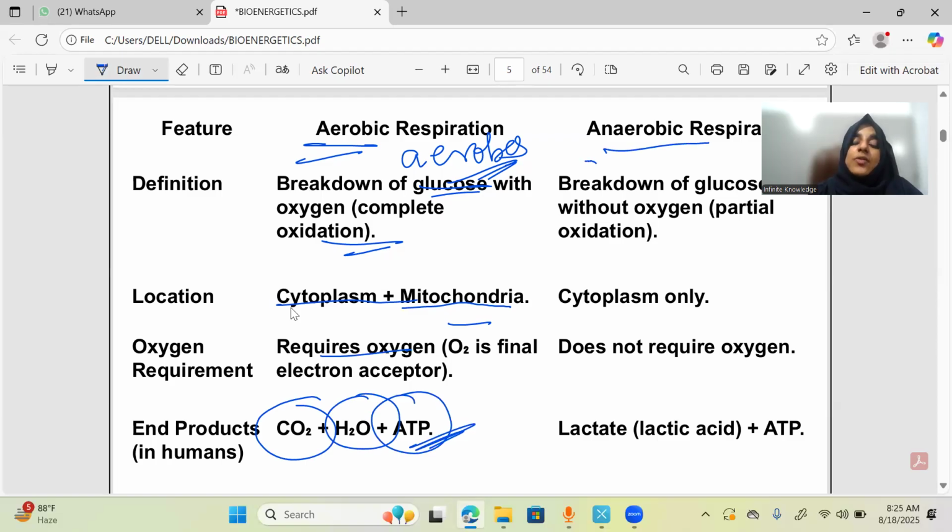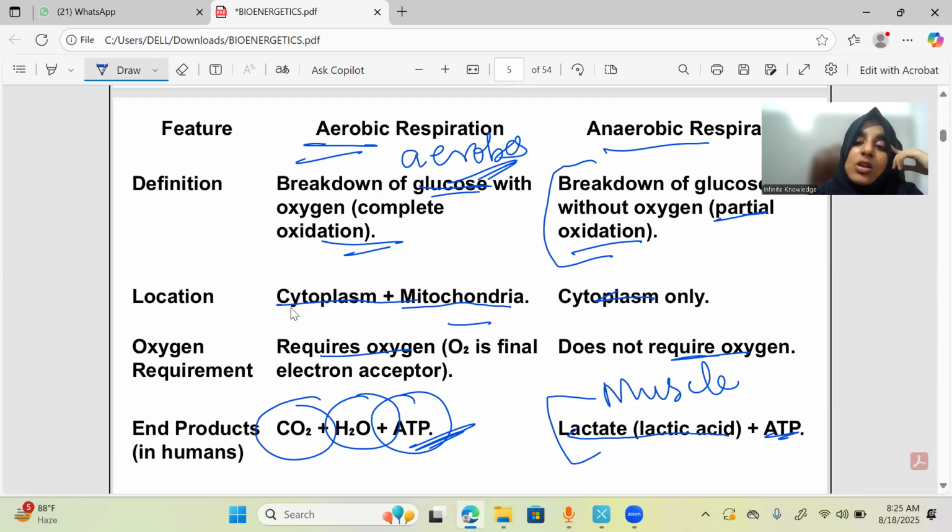Anaerobic respiration is the breakdown of glucose without oxygen. That is why it is known as partial oxidation. It is not completely oxidized. It occurs only inside the cytoplasm. It does not require oxygen. These are very basic. Anaerobic respiration produces lactic acid and ATP. Lactic acid is produced in muscle cells. Another product is ethanol. Ethanol is produced in yeast when we leave it to make bread. So it produces ethanol and carbon dioxide, which enables the dough to rise.